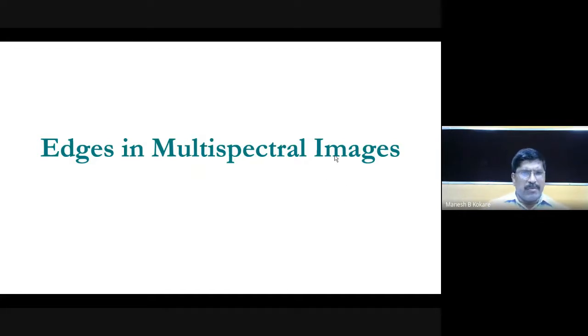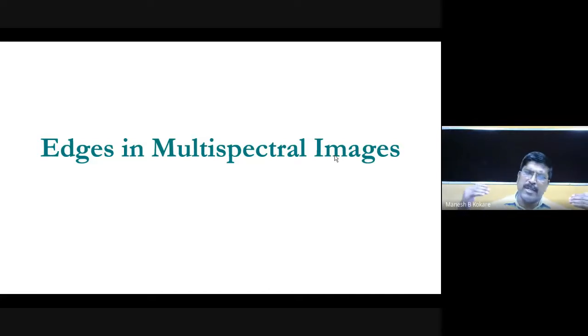So in the grayscale image, you have only one plane. In the multispectral image, you have several planes. The image is represented with several planes. For example, a color image is represented with an R plane, G plane, and B plane, right? So the RGB planes will form the color image.